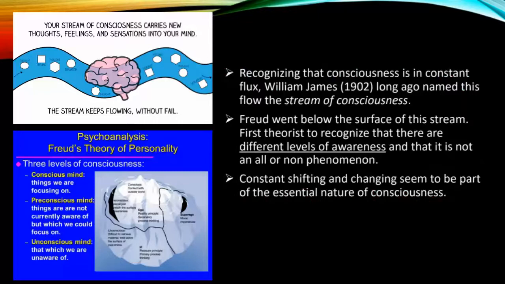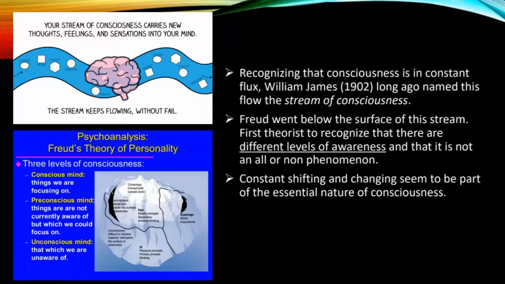If we go back to some of the history we learned right at the beginning of our first module, we remember William James, and what he came up with was a stream of consciousness, that we are always conscious. Always there are new feelings, thoughts, and sensations being carried into our minds, and the stream continues to flow without fail. So that was an early theorist who came to that realization that consciousness is a permanent stream of things.